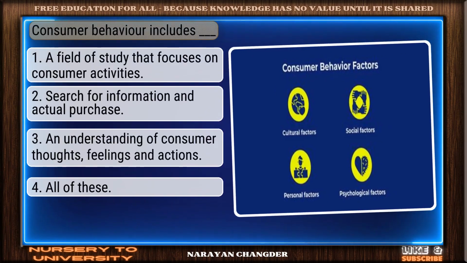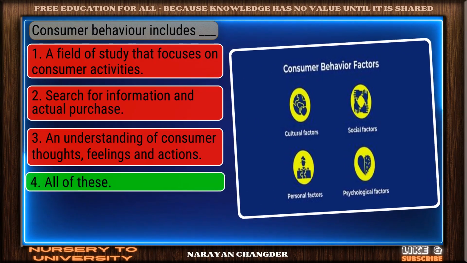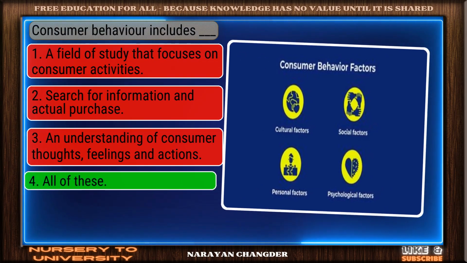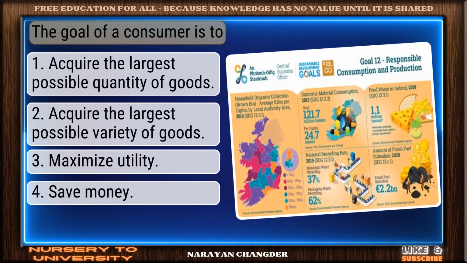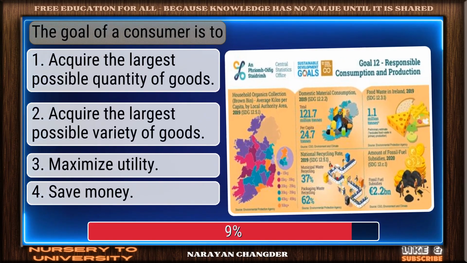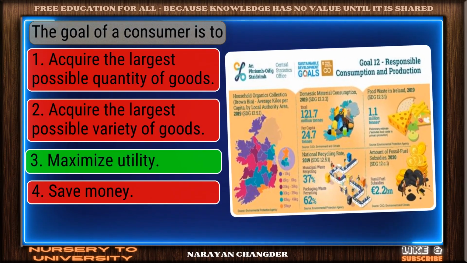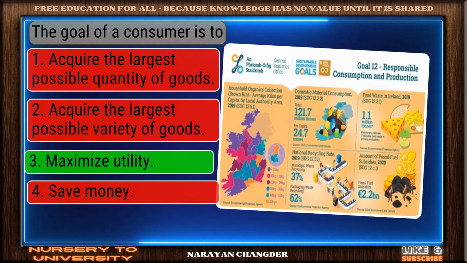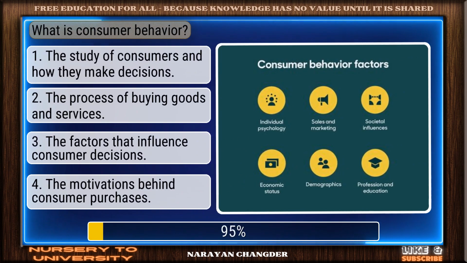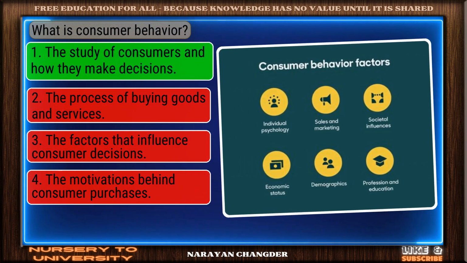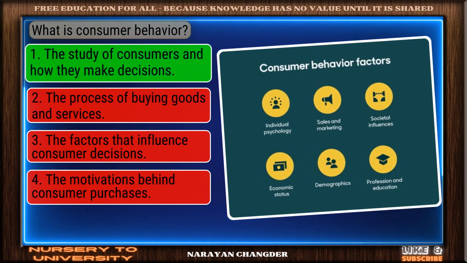Consumer behavior includes dash. Nice selection. All of these is the correct and valid answer. The goal of a consumer is to. Right choice. Maximize utility is the best answer. What is consumer behavior? Bravo! The study of consumers and how they make decisions is the answer.